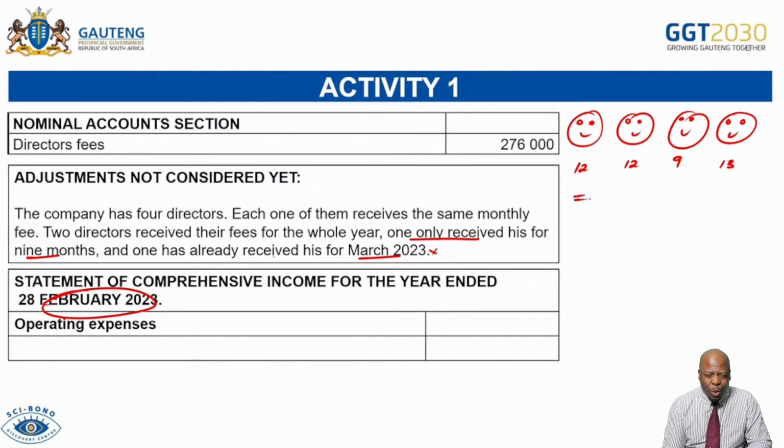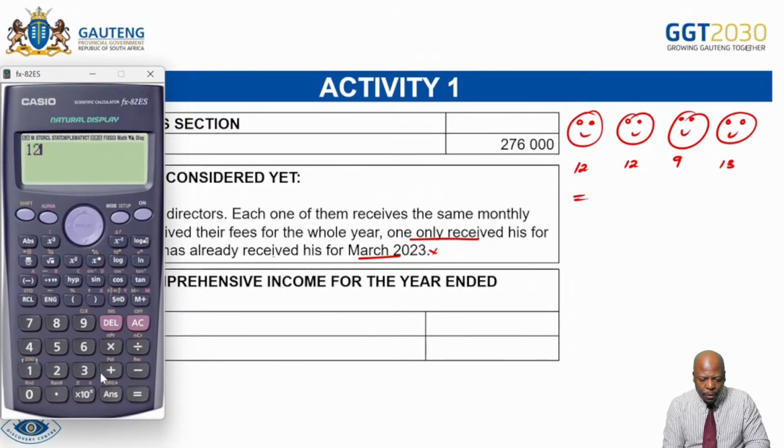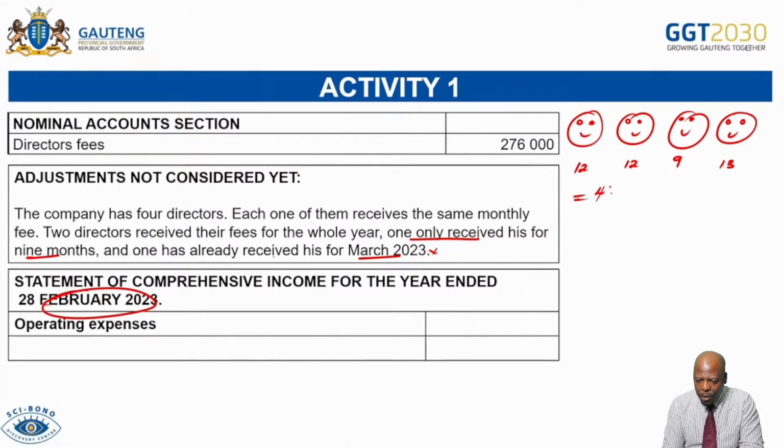So if we're to add in total, how many months have we paid for all our directors? So we're saying it's going to be your 12 plus the 12 plus the 9 plus the 13. In total, we've paid for 46 months. Now, you will now say, if we have paid 276,000, and in total we've paid for 46 months, how much are we paying per month? That is what we want to get to now.